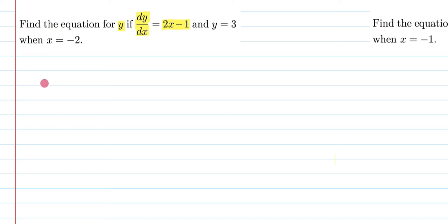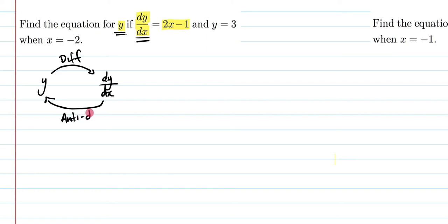The first thing you need to realize is that if we have y and we have dy dx, to go from this to this, we are differentiating. If we want to find the equation for y and we have dy dx, we are going to anti-differentiate our derivative in order to get it back. We've been given the derivative, so we're going to anti-differentiate to get back to y. So that means we're going to do this.